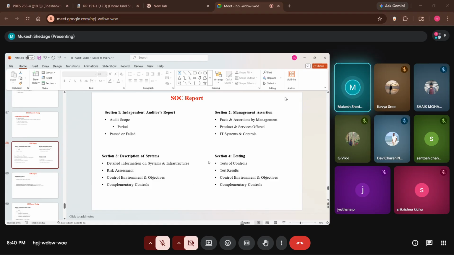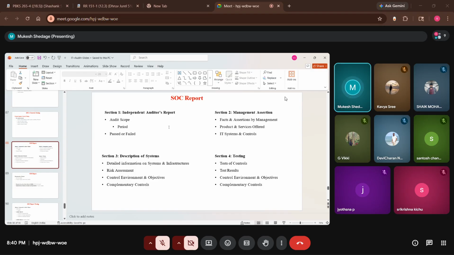Now, whenever you do SOC control testing, you need to prepare another report. That report is called the SOC 2 report, or SOC report. The SOC report has four sections and it will be prepared in a Word document. Now, how to prepare it? It is mentioned here. Just a second, guys, I will share that too. Mock SOC 2 report. I have shared it in the group. You can open it so that you have a reference.